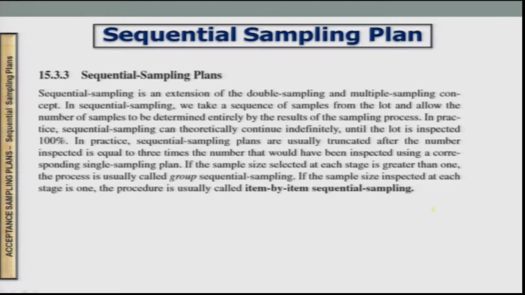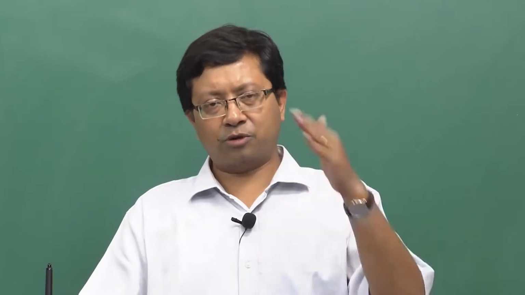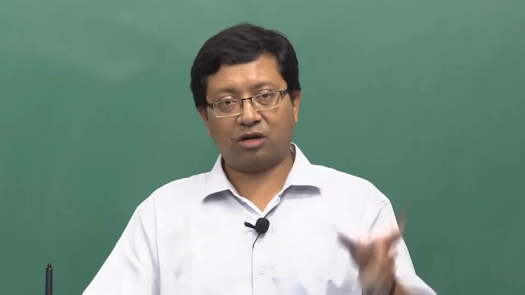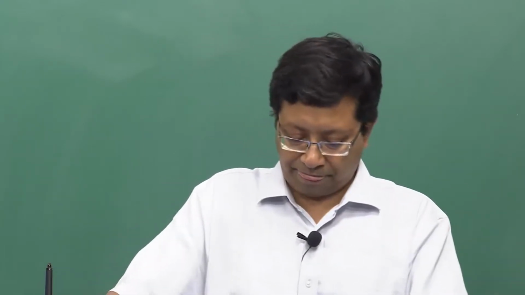In practice, sequential sampling can theoretically continue until infinite time. So, you may not stop until the lot is inspected 100%. In practice, sequential sampling plans are usually truncated after the number of inspections is equal to 3 times the number that would have been inspected using a corresponding single sampling plan. Technically, they can go to infinity. So, you check; if the criterion is met, stop; if not, you continue. What is mentioned here is the practical framework, but in the theoretical framework it can go till infinity.